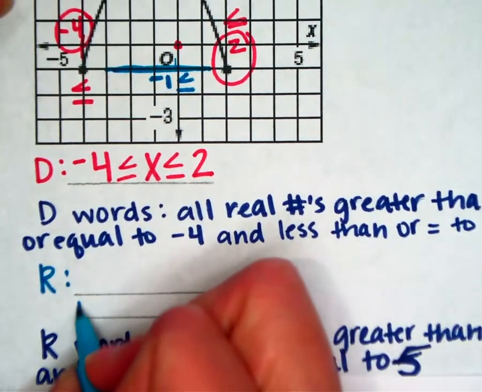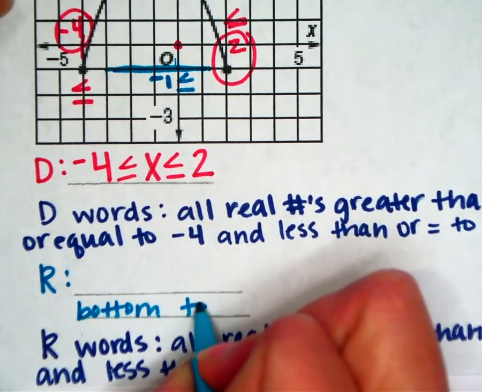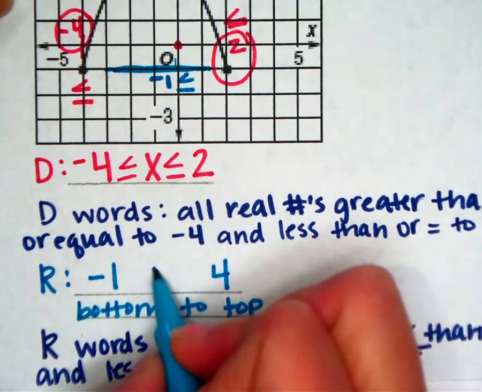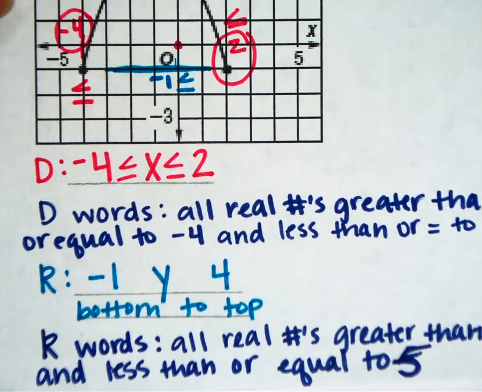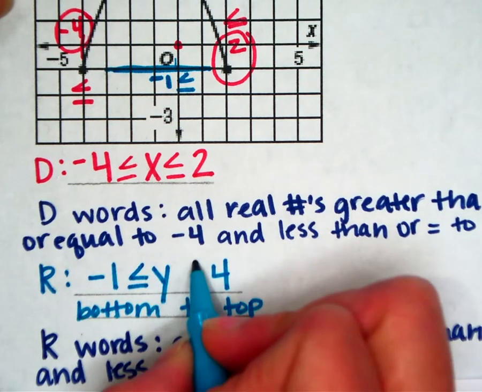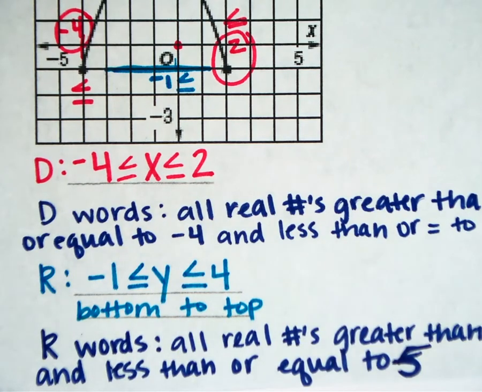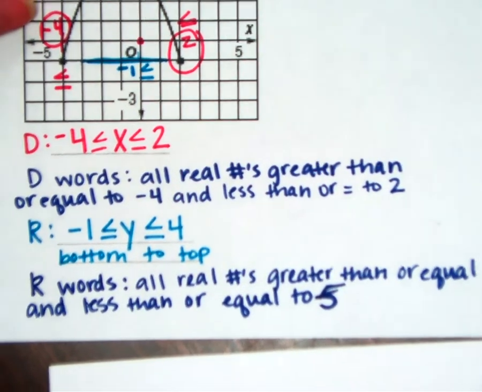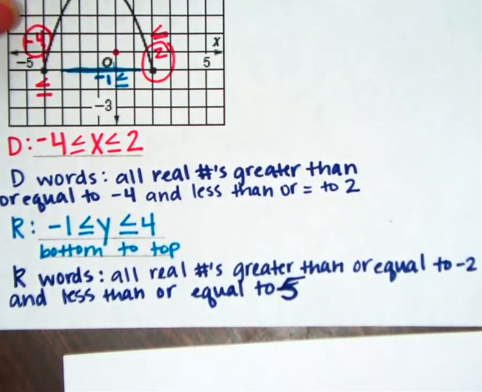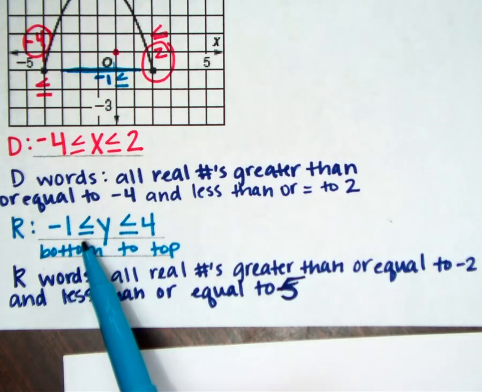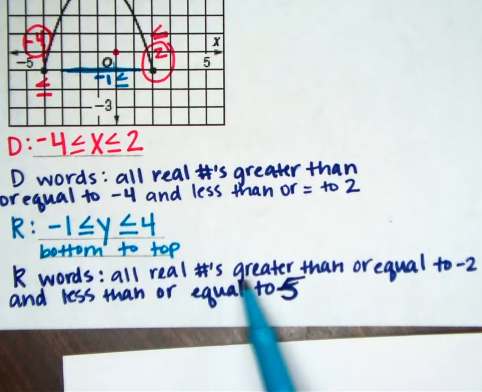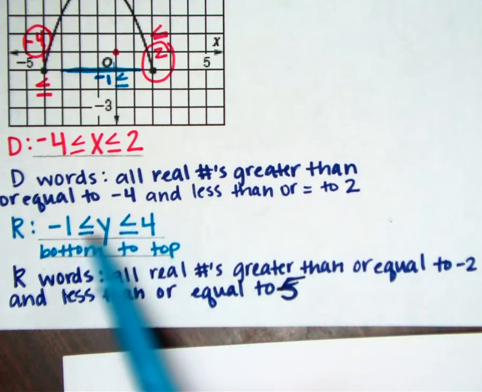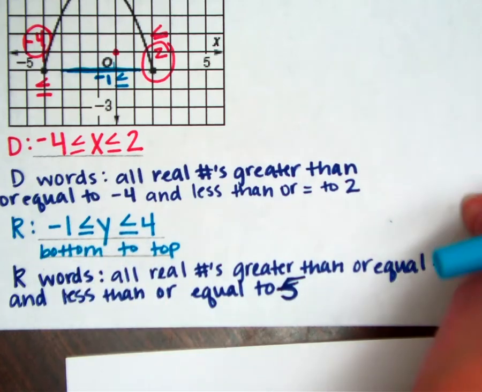So from bottom to top, you're going to go from negative 1 to positive 4. The y value is in the middle because you're talking about range. Both of them have closed circles, so they are less than or equal to and less than or equal to. So all real numbers greater than or equal to negative 2 and less than or equal to positive 5. So know the difference when you see your symbol. It says less than or equal to, but it's all real numbers greater than or equal to negative 2 because we're talking about y, which are all the values in between negative 1 and 4.